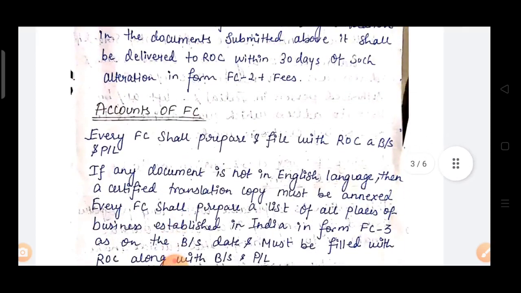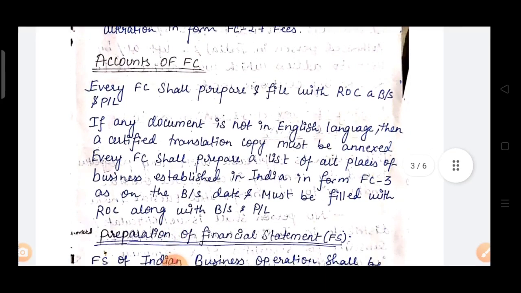Then accounts of foreign company. Every foreign company shall prepare and file with ROC a balance sheet and P&L. If any document is not in English language, then a certified translation copy must be annexed. Every foreign company shall prepare a list of all places of business established in India in form FC3 as on the balance sheet date, and must file it with ROC along with the balance sheet and P&L.